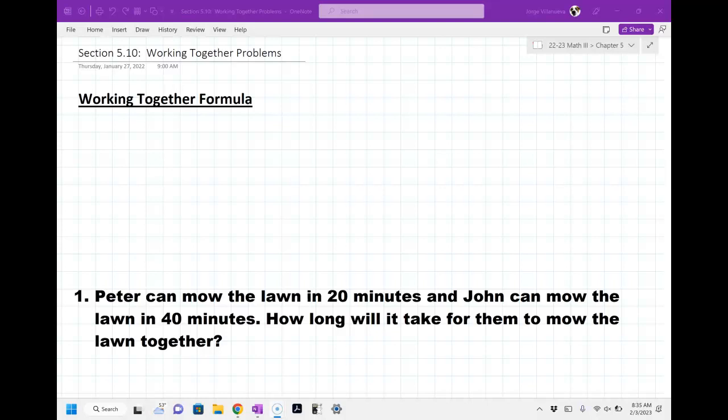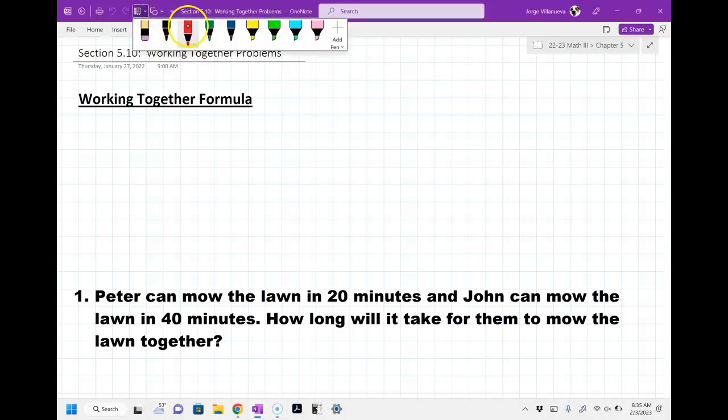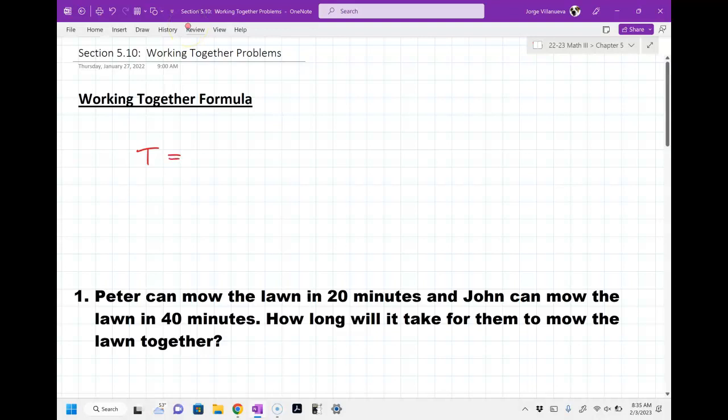All right, so section 510, these are working together problems, okay? And there is a formula that you use in order to do these working together problems. So the formula is the following: T equal to xy divided by x plus y. Okay, where T is the total time it takes both people.